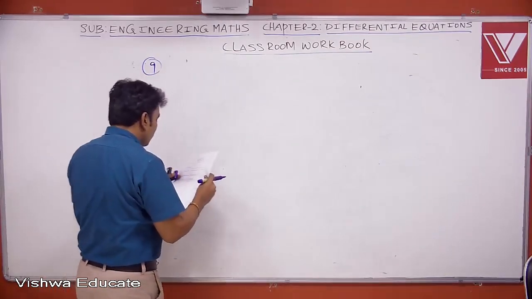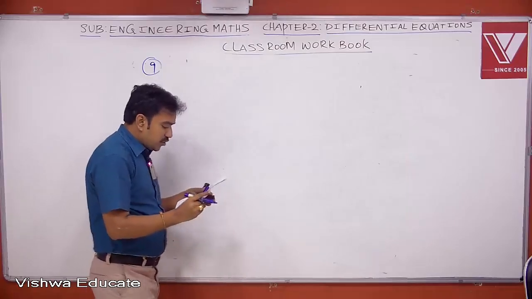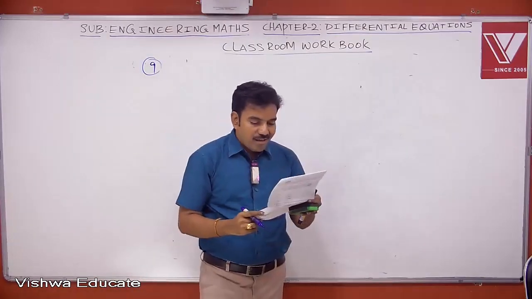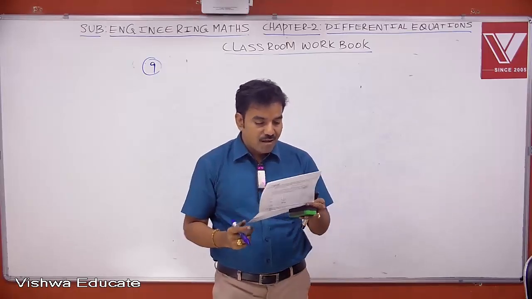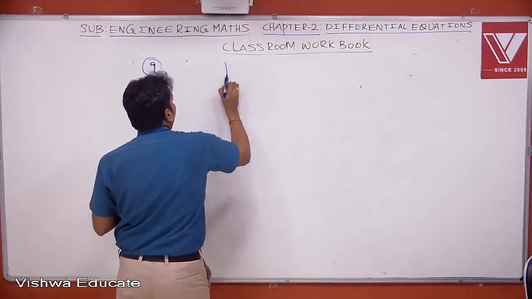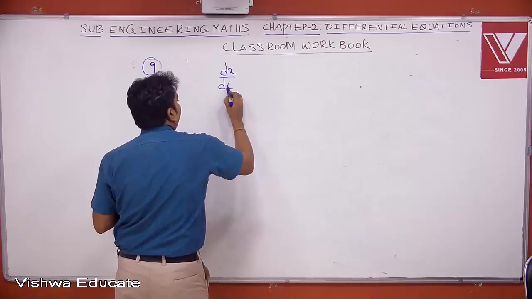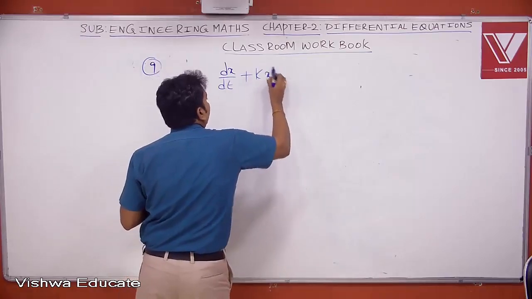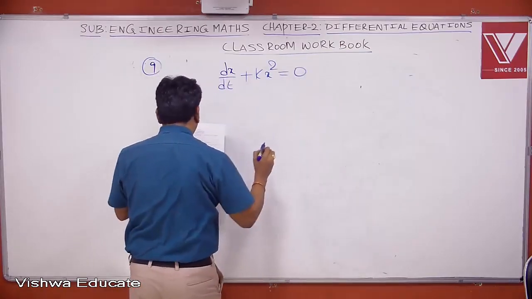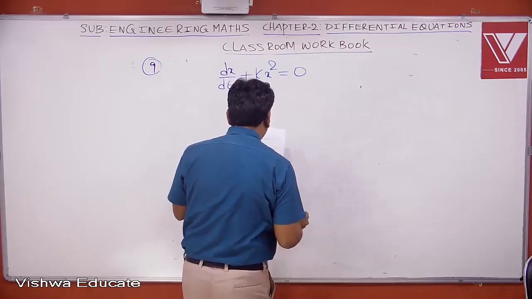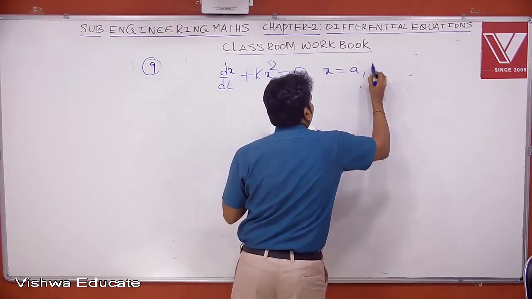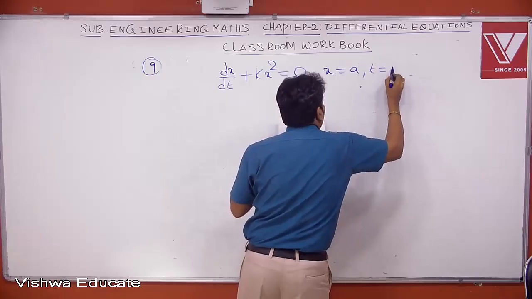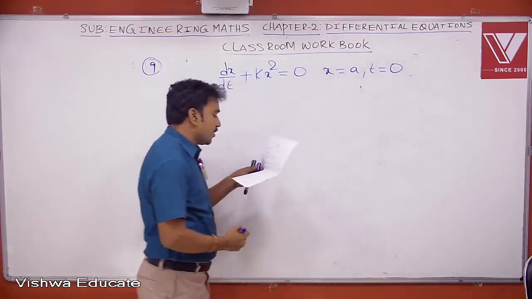So it is, biotransformation of an organic compound having concentration X can be modeled using an equation dx by dt plus kx square equal to 0, where k is the reaction rate constant. One boundary condition is given. What is it? X equal to a when t equal to 0. Then its solution is given.